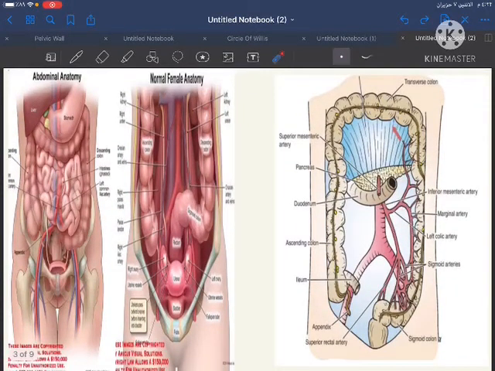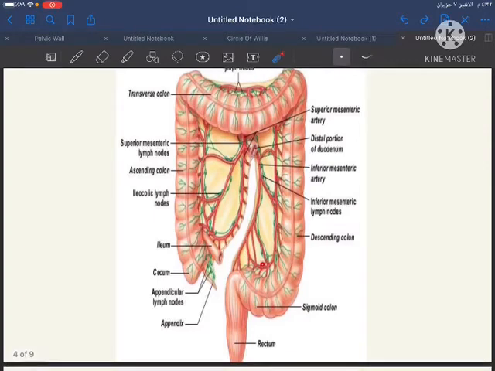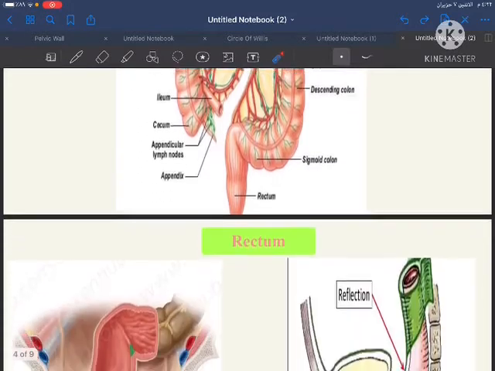Relations of the sigmoid colon. In the male, anteriorly is the urinary bladder, while in the female, the uterus and vagina. Posteriorly, it is the same in both sexes: the sacrum with the rectum. The blood supply of the sigmoid colon is the sigmoid branches from the inferior mesenteric artery. Lymphatic drainage is into the inferior mesenteric nodes. Venous drainage is also into the inferior mesenteric vein.